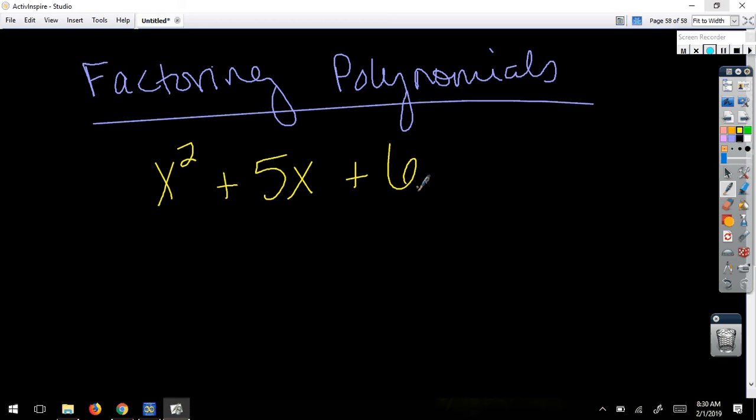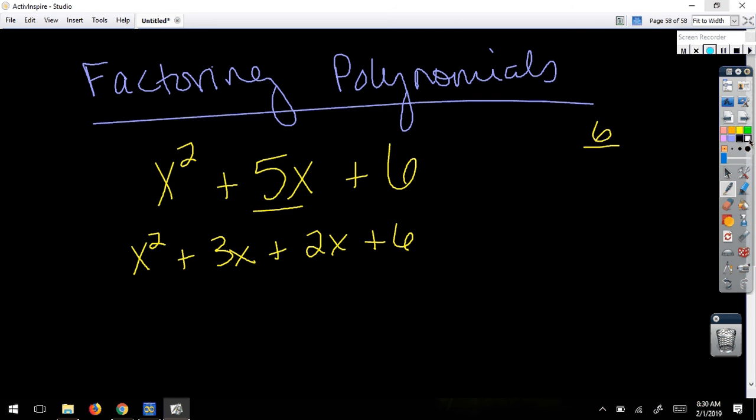Okay. 3 times 2 equals... If you add... what multiplies to 6 but adds to 5? 3 and 2. So I have x squared plus 3x plus 2x plus 6. And then I said, oh, slash it down the middle. Yep. I forgot. Okay.